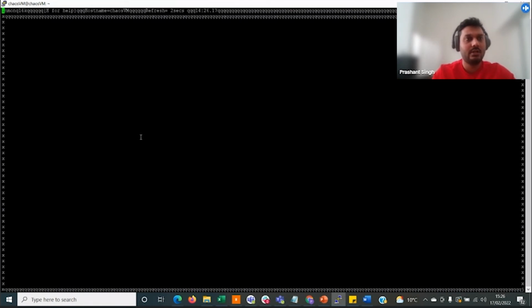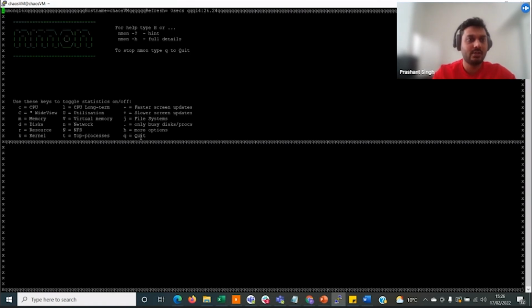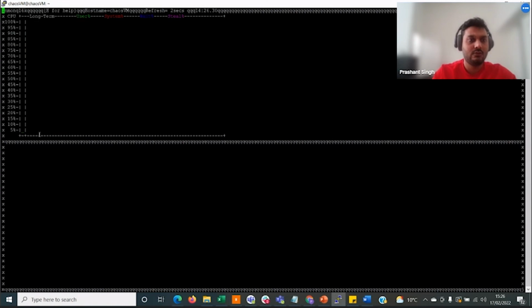nmon is basically a tool for monitoring Linux resources. And if I press L, then I'll see the long-term CPU usage of my machine. If you see, the CPU usage is almost negligible.